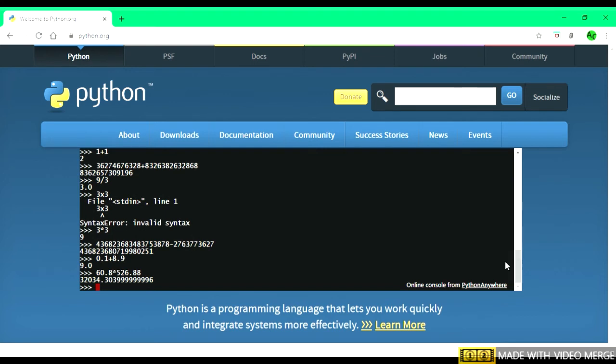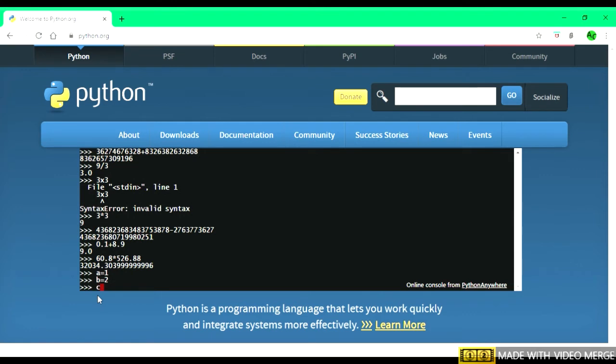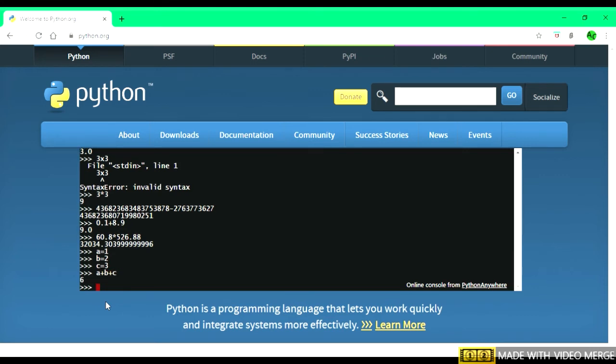You can also use expressions. So I could say A equals 1, B equals 2, C equals 3. So we know that A is 1, B is 2, C is 3. So if I put A plus B plus C, it equals 6, because 1 plus 2 plus 3 is 6. And we know that they equal A, B, and C.